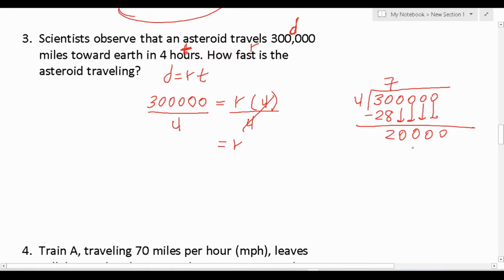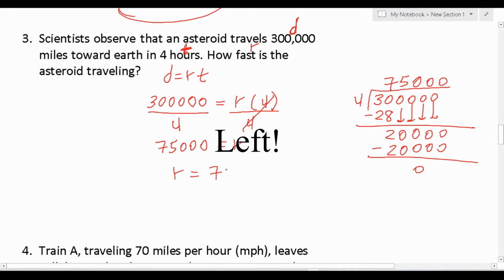Now the question is, how many times does 4 go into 20,000? Well, 4 times 5 will give you 20. And then if we just tack on those 3 zeros, we'll know that 4 times 5,000 will give you 20,000. So we can see that there's going to be no remainder. In other words, this asteroid is traveling at 75,000 miles per hour. And in math, it's customary to write the variable for which you solved on the left. So that's r equals 75,000 miles per hour.